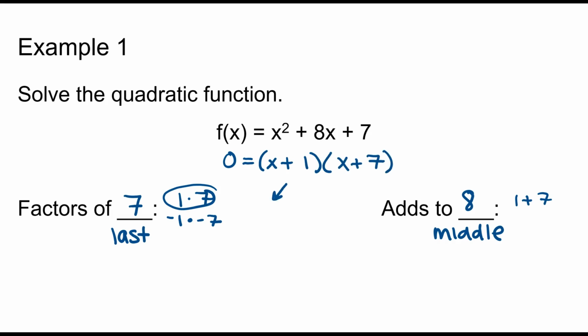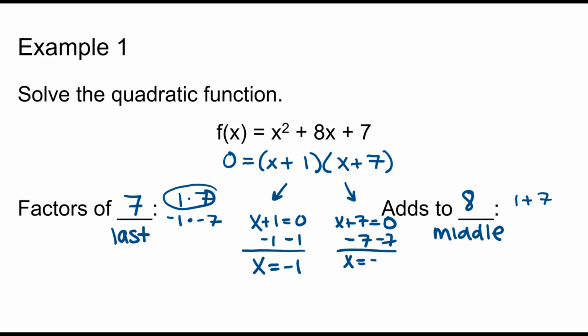And then we'll solve each factor equal to 0. x plus 1 equals 0. Sorry, x plus 7 equals 0. And we'll subtract 1 on both sides. x equals negative 1. x equals negative 7. Let's just pause here.